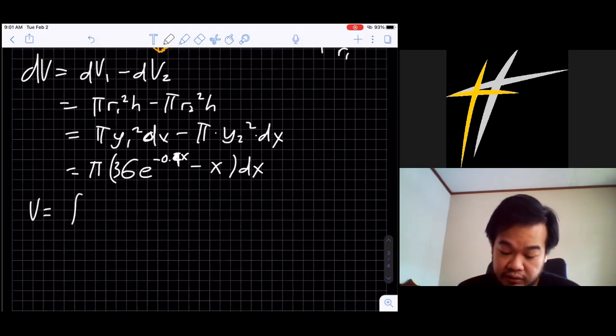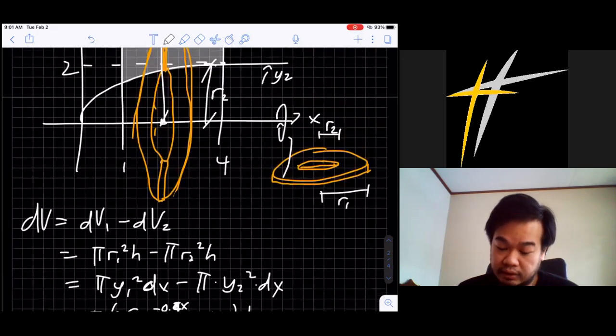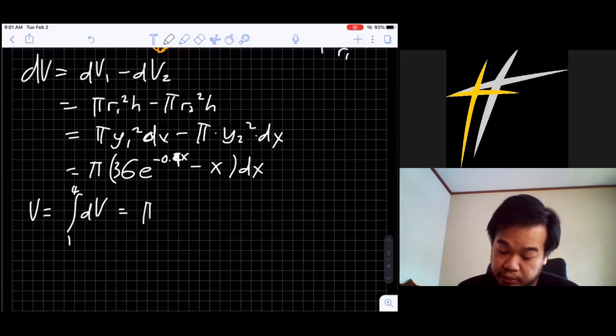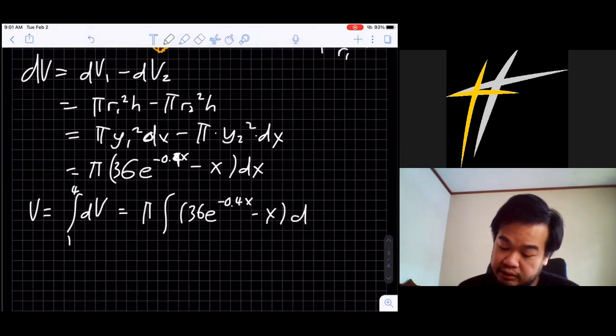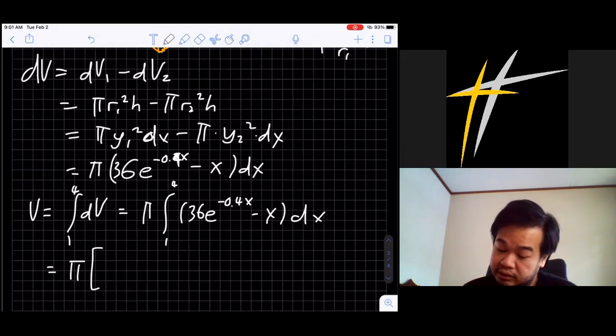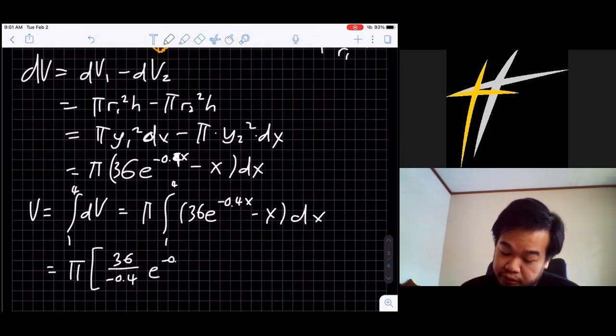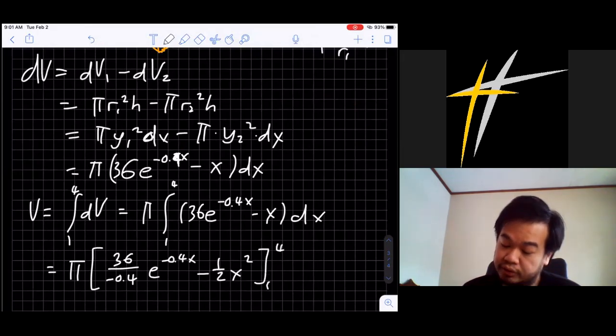And then, of course, the next step is just to integrate dV from 1 until 4. Okay, so it's equal to pi, let's put the pi outside, 36 e power of negative 0.4x minus x dx from 1 until 4. Okay, so it's equal to pi, then 36 divided by negative 0.4 e power of negative 0.4x minus half x squared, 1 until 4.